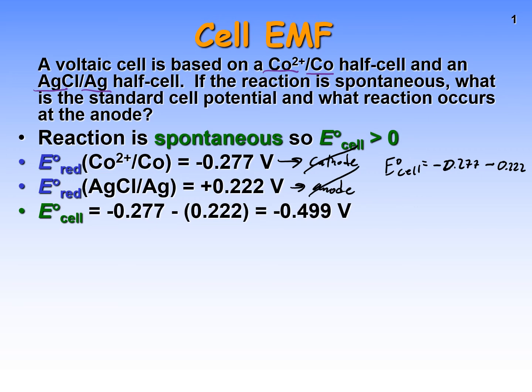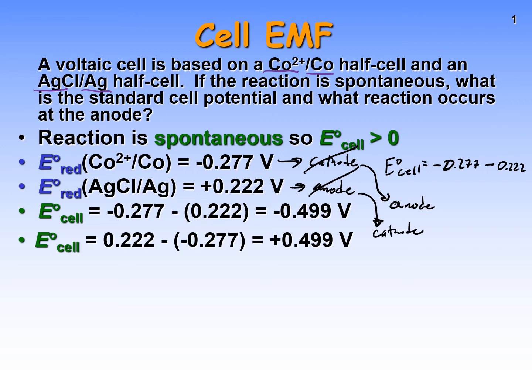So I know that this must have been the anode, and this must have been the cathode, meaning that I flip those in the equation. So cathode minus anode, so now it's 0.222 volts minus negative 0.277 volts, giving me positive 0.499 volts. And that's my answer to the cell potential.